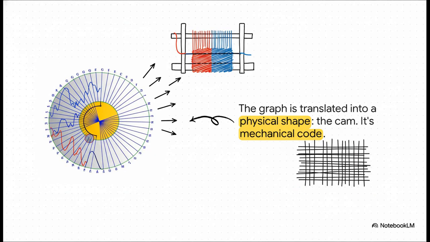And this is how that blueprint becomes a physical reality. The shape of this cam isn't random. It's a direct mechanical translation of that graph. You see the sloped parts of the curve? Those push the threads up and let them fall. And the perfectly circular sections? Those create the dwell periods, holding everything perfectly steady. It's basically code, written in metal.